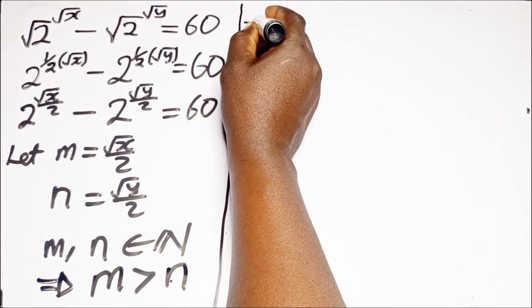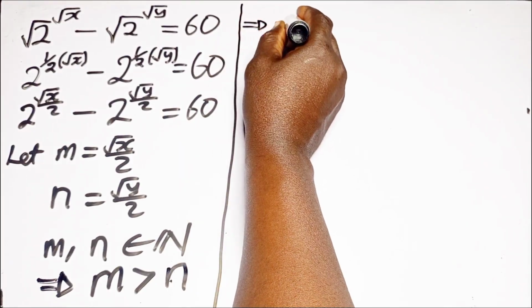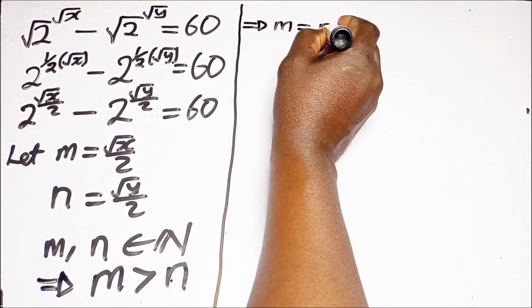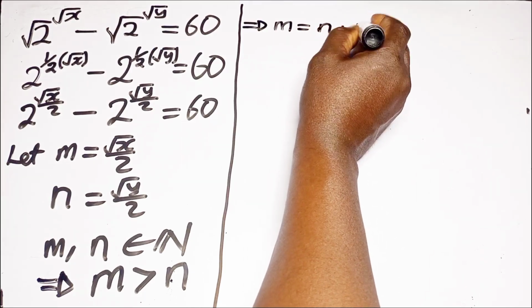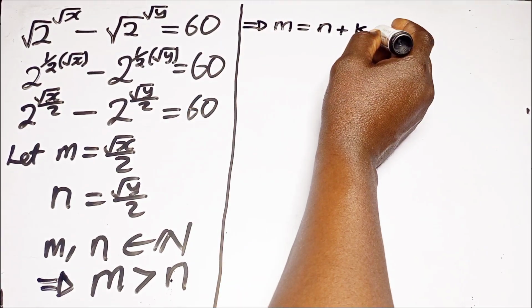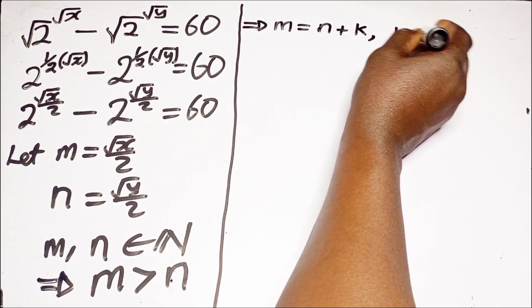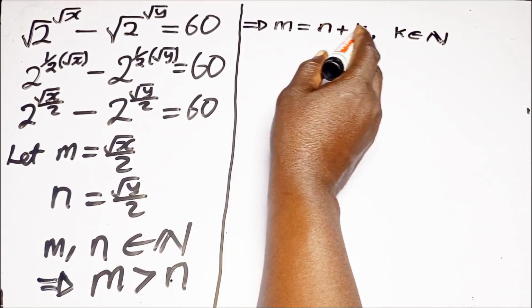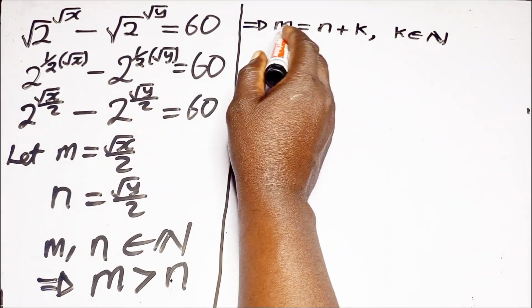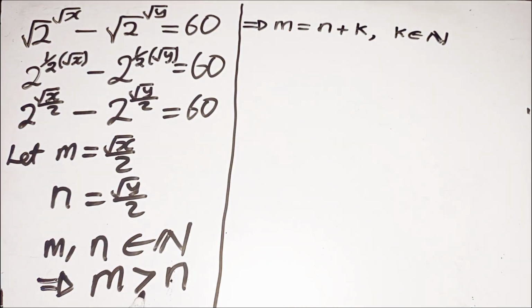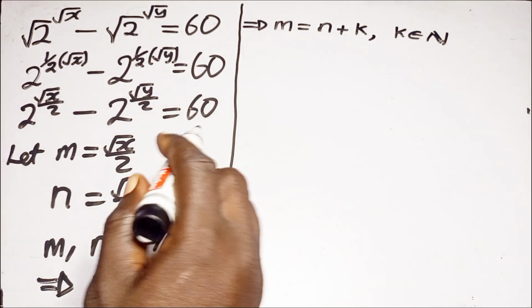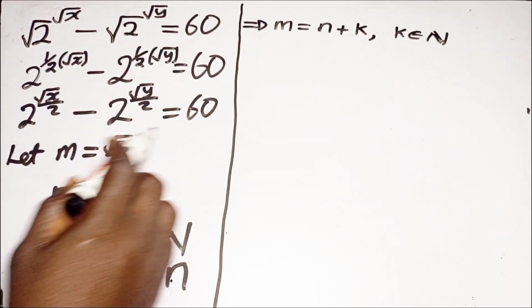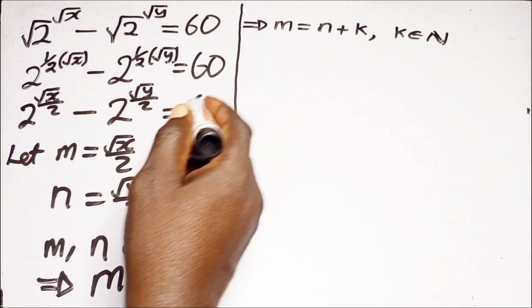All right, that said, if m is greater than n, then we can write m as n plus some other natural number k, since m is strictly greater than n. Okay, that makes sense.